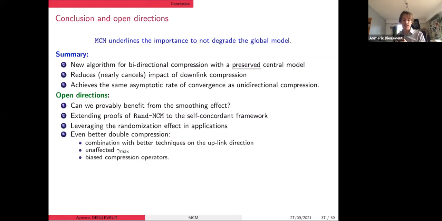And also, perhaps one direction that I really don't know how to tackle is biased compression. At least I don't know how to not lose too much when I do biased compression, because this unbiasedness is something we use several times within the groups.